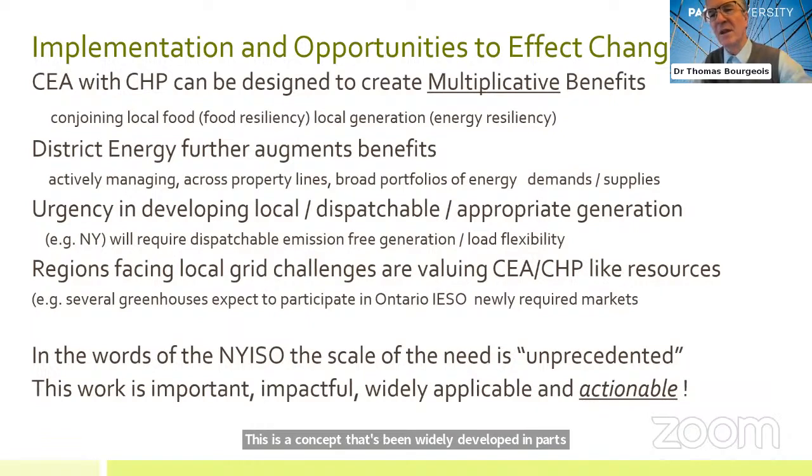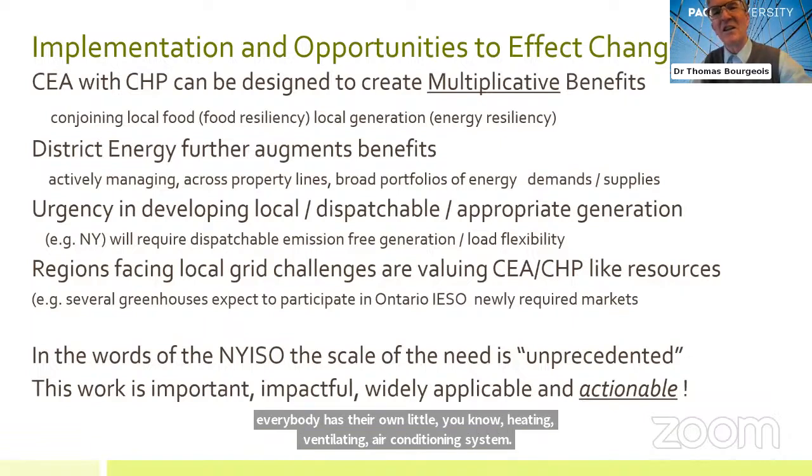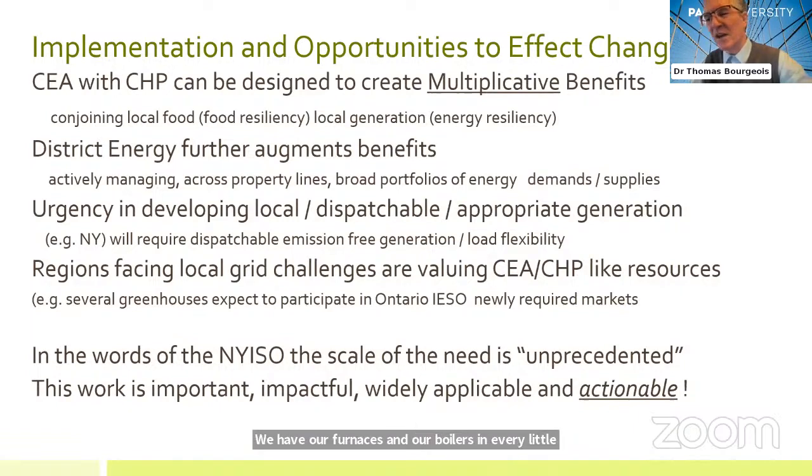In Denmark, for example, I believe 70% of the thermal energy is supplied through district systems, very much unlike the United States, where everybody has their own little heating, ventilating, air conditioning system. We have our furnaces and our boilers in every little home and every commercial building, but there, 70% of the homes, businesses, and industries are on networks, and district networks facilitate sharing among companies, where one's waste can be the other's utilization.